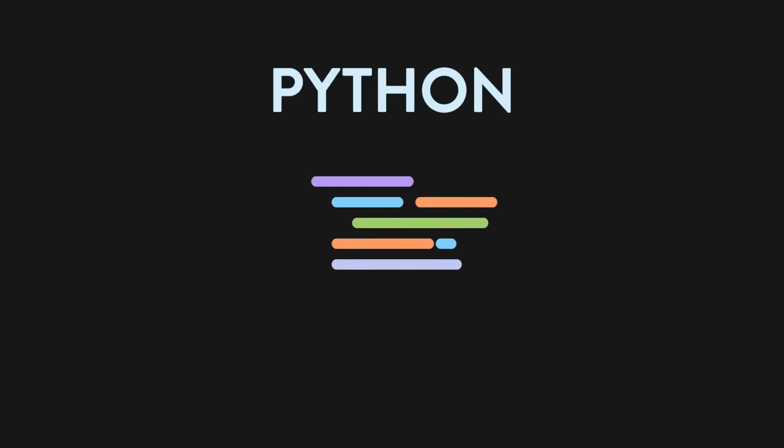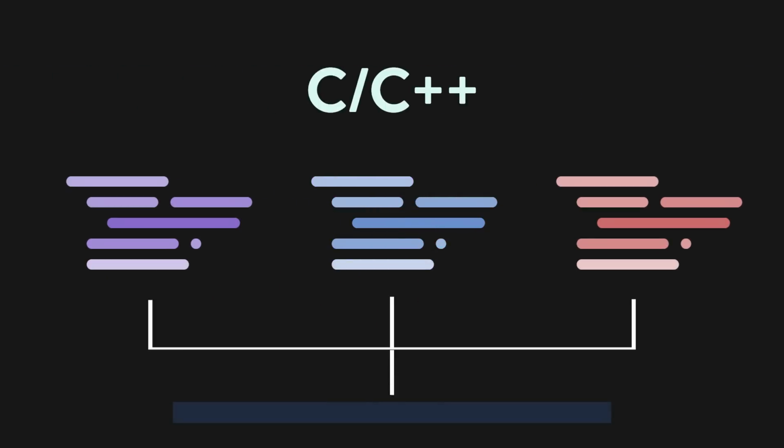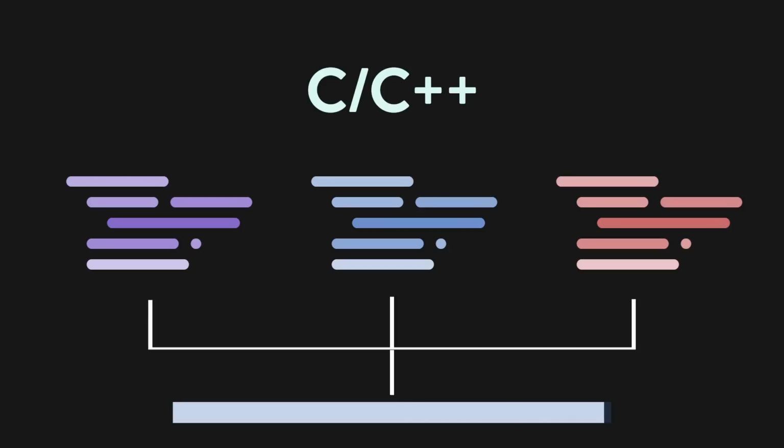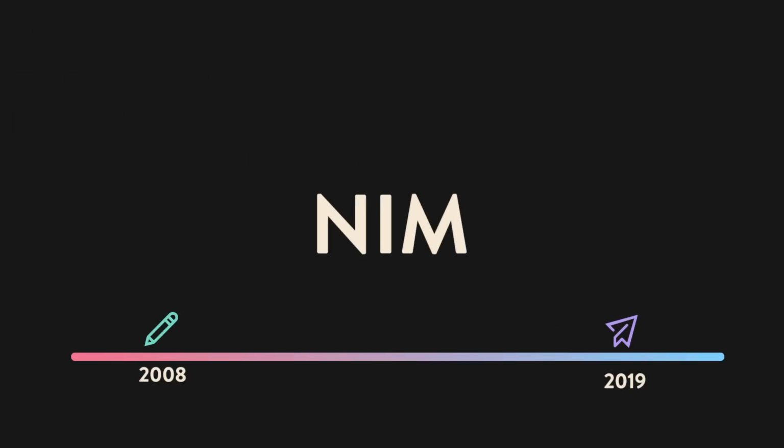If I told you that a language existed that had the syntax of Python, the extensibility of Lisp, and the speed of C, you wouldn't believe me. That's where Nim comes in. Although Nim was created all the way back in 2008, it only had its 1.0 release 4 years ago in 2019, making it feel like a pretty modern language.